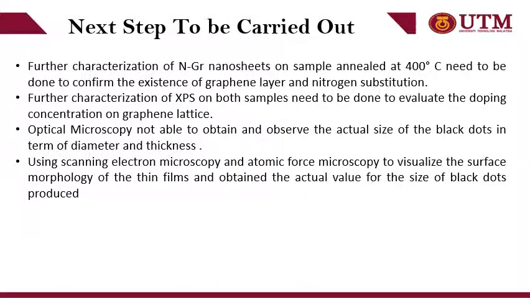The next step to be carried out is further characterization of N-doped graphene nanosheet on the sample annealed at 400 degrees Celsius, to confirm the existence of graphene layer and nitrogen substitution. Next, further characterization by XPS on both samples needs to be done to evaluate the doping concentration in the graphene lattice. As optical microscopy is not able to observe the actual size of the black dots in terms of diameter and thickness, we propose using scanning electron microscopy and atomic force microscopy to visualize the surface morphology of the thin film and obtain the actual value for the size of the black dots produced.